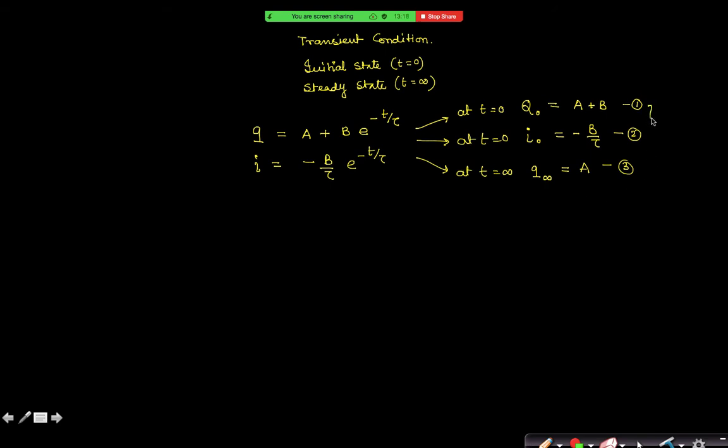Now this too will come from initial condition, and this will come from steady state condition. And we can find in any circuit what is steady state condition, what is initial condition, and then we can find all the functions accurately. Right? For example, let us take one example with that. Suppose there is a capacitor.